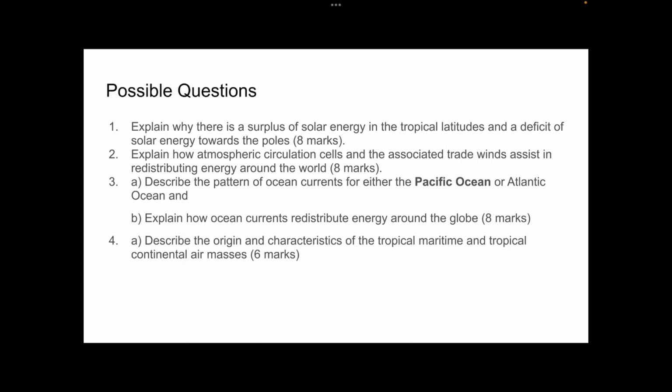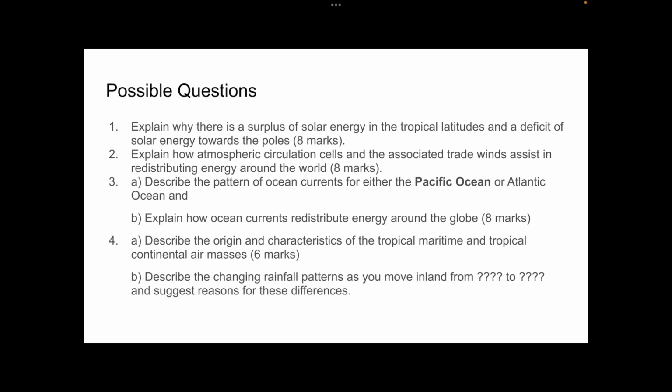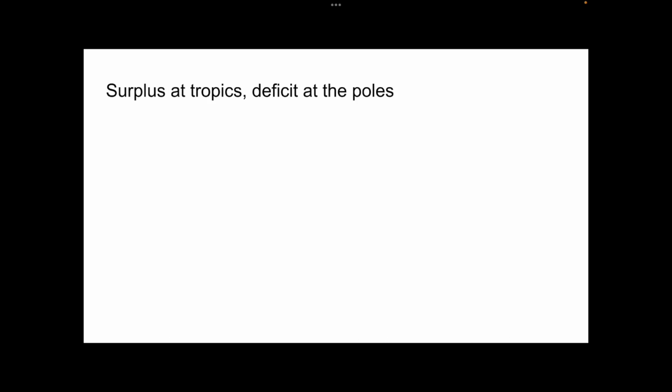And then finally is your ITCZ. So there's part A where you can describe the origin and characteristics of both air masses, so the tropical maritime and tropical continental. And then finally describe the change in rainfall patterns as you move inland from, and I've put question marks there because obviously the graphs can vary, but from an inland city to a coastal city, and give reasons for these differences. So if we have a wee look at each one in a little bit more detail.